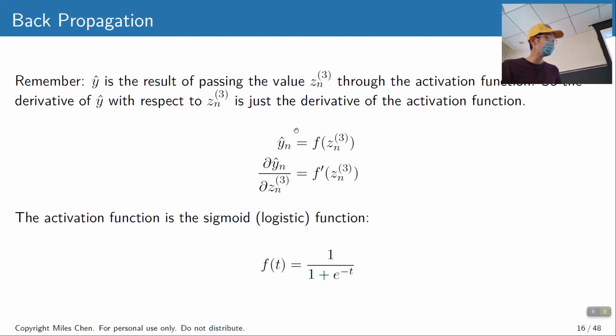If we just look at one observation, we take some value, z3 for observation n, and we apply the sigmoid or the logistic function to it. The derivative of this with respect to z3n is just going to be f prime of it. So what's the derivative of the logistic function, not the loss function, the logistic function?